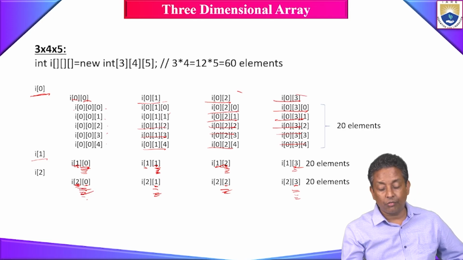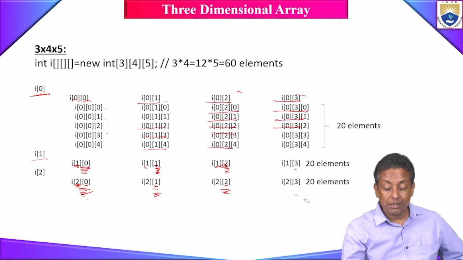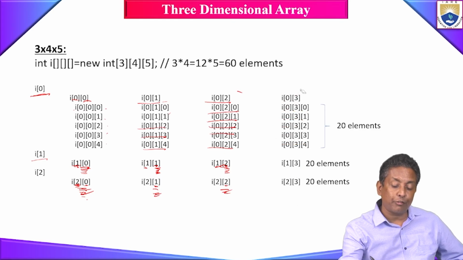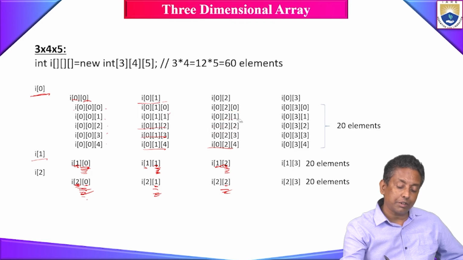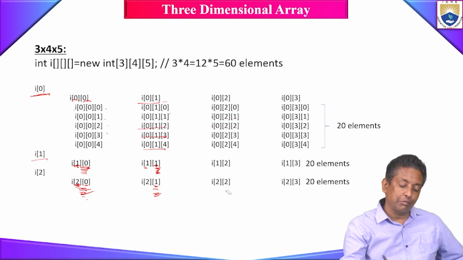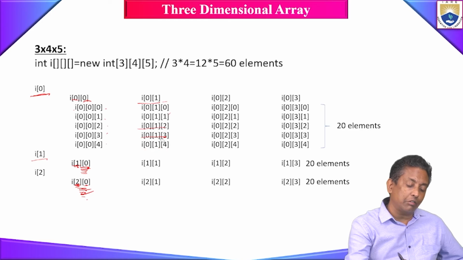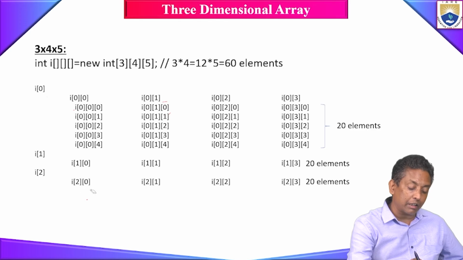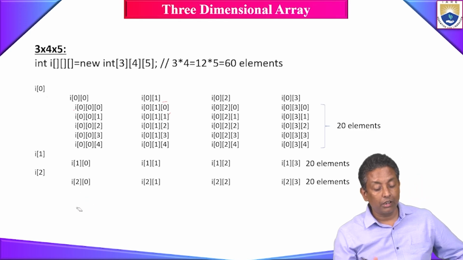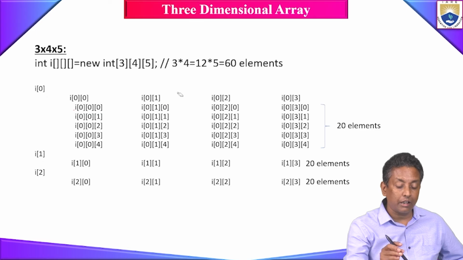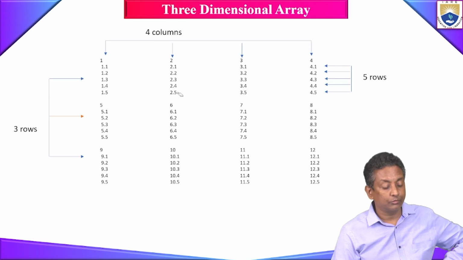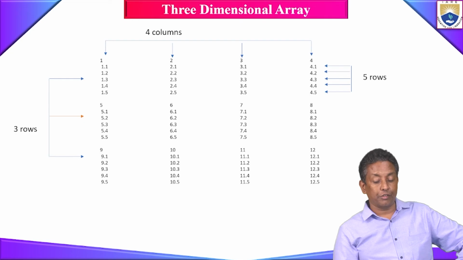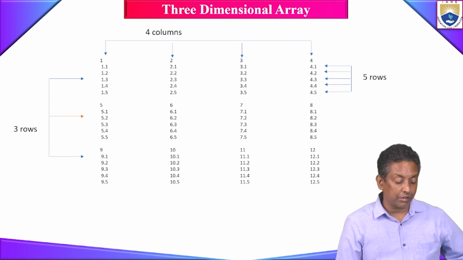So this is how we want to organize 60 elements in a 3 by 4 by 5 dimensional array. You can imagine how much concentration we need to declare such an array variable declaration and then later initialization. So here are the values. But if you really store the values, you store values like this.